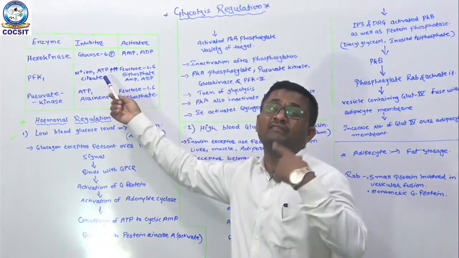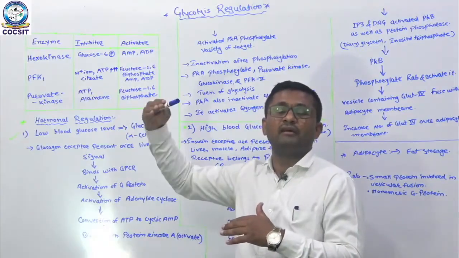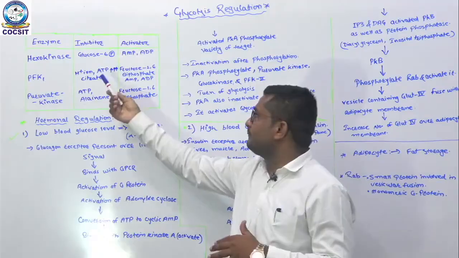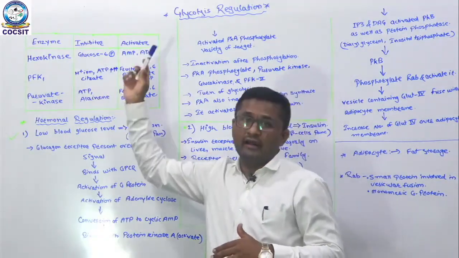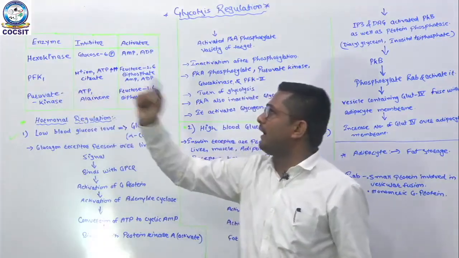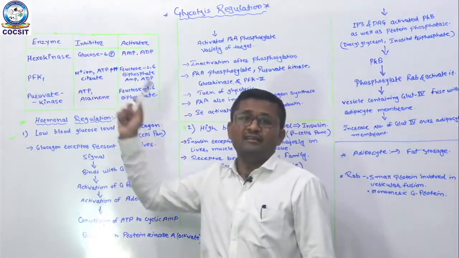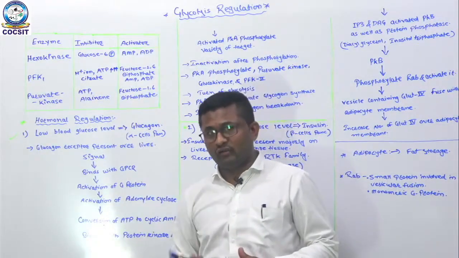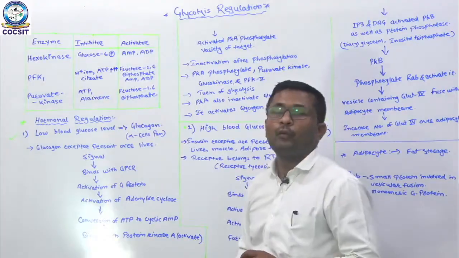If they are present in more amount, they can inhibit the activity of PFK1. Then a higher concentration of ATP also inhibits it. If the ATP level in the cell or in the blood is high, this higher ATP level can inhibit the activity of phosphofructokinase 1. Citrate is also an inhibitor: if the concentration of citrate is high, it can inhibit PFK1 as well.